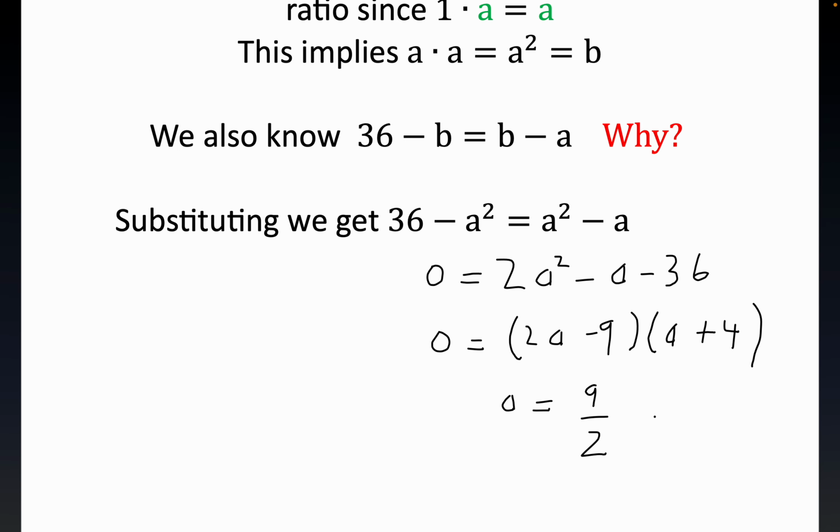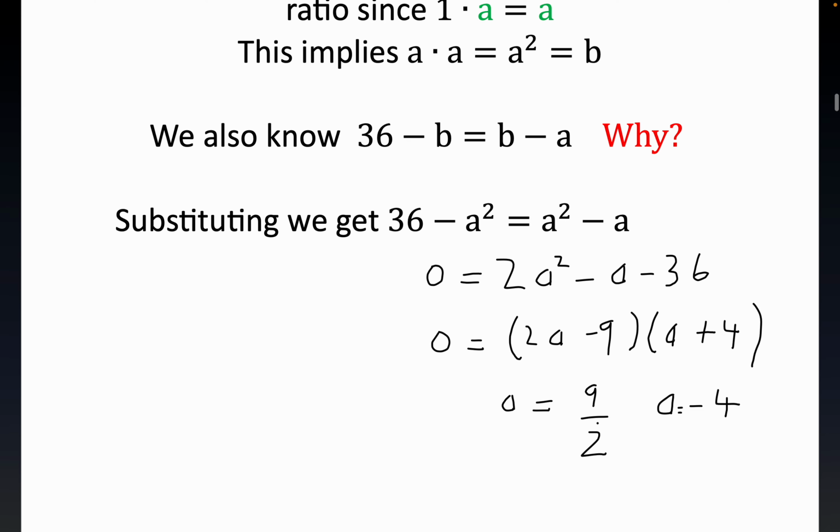And by the way, this is the common ratio, and it's not common to have a common ratio that is negative, but you can. There's nothing wrong with it. It's just a decreasing sequence. So a equals -4. I got myself in trouble there. So a is equal to -4, and a is equal to 9/2.